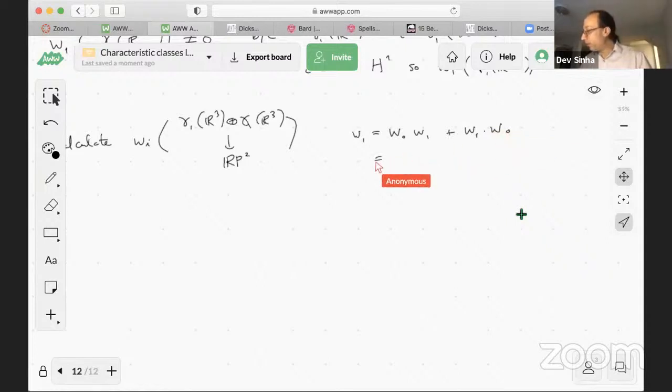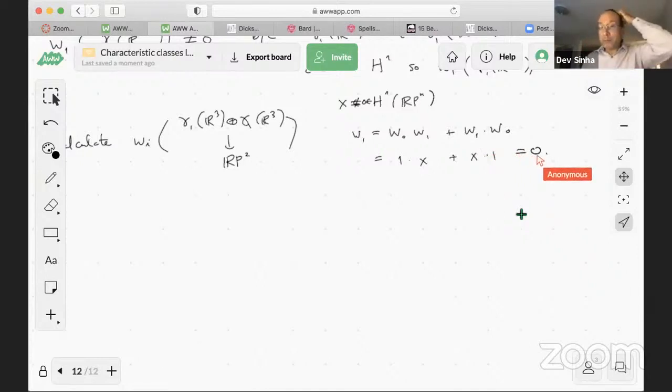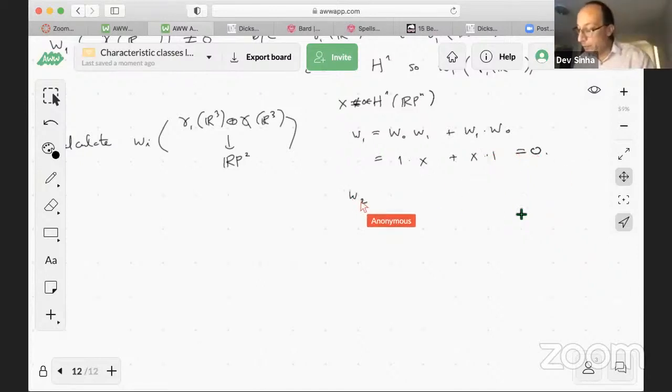And so what do we get? Well, this is 1 by the axiom. W1 is X, so X is the non-zero element in H1 of, say, RP, and in general by abuse. But then I have this term. So we get that there is no W1, but now let's consider W2.